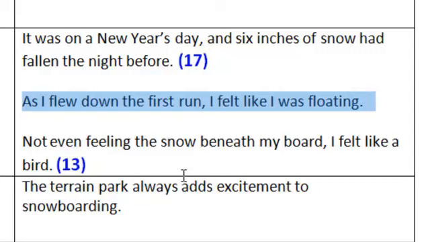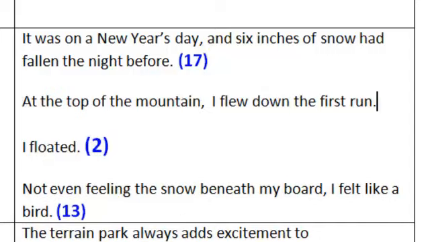And let's look at how we've changed it. And let's read this paragraph all together. It was on a New Year's Day, and 6 inches of snow had fallen the night before. At the top of the mountain, I flew down the first run. I floated. Not even feeling the snow beneath my board, I felt like a bird. As you can see, breaking up your paragraph into longer and shorter sentences is good practice for good writing.